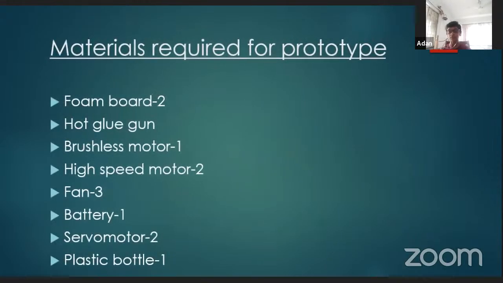Then are the materials required for my prototype: a foam board, hot glue gun, brushless motor, high speed motor. Then the fans required for these three motors, then a battery, then a servo motor, then a plastic bottle.